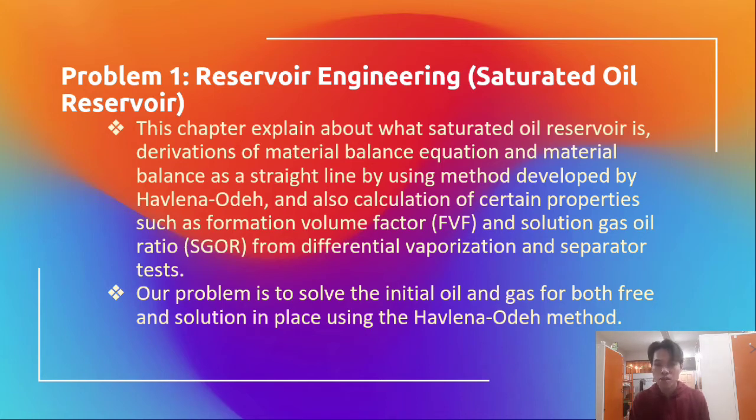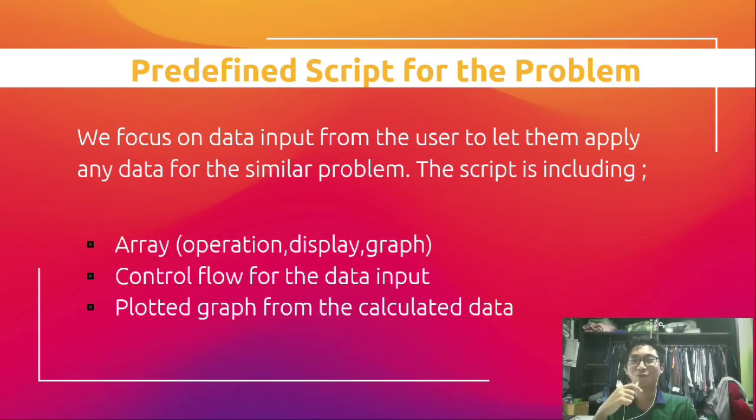From this chapter, the problem is to solve for the initial oil and gas in place, both free and in solution, by using the Havlena-Odeh method, with the given cumulative oil production Np and cumulative gas oil ratio Rp as a function of average reservoir pressure. By solving the problem using this method, we can obtain a straight line in a plot that can be used to determine the slope and y-intercept, which help us in determining the parameters such as N and M.